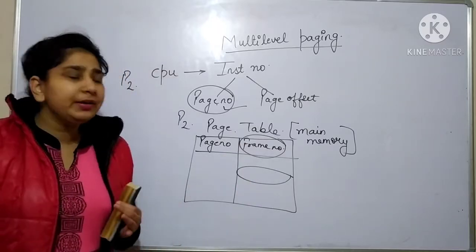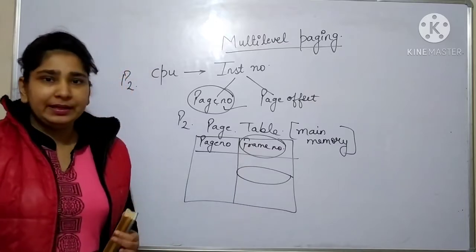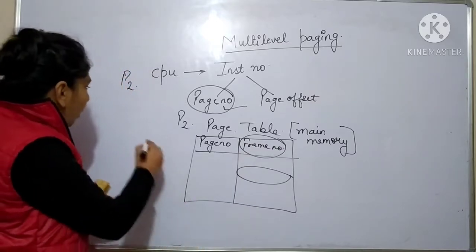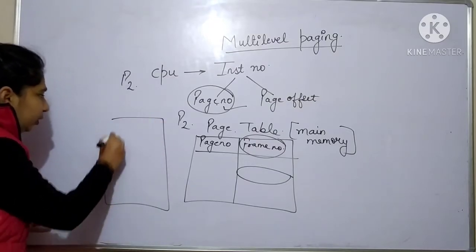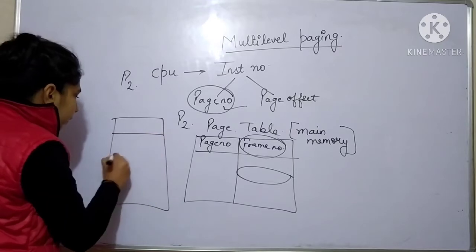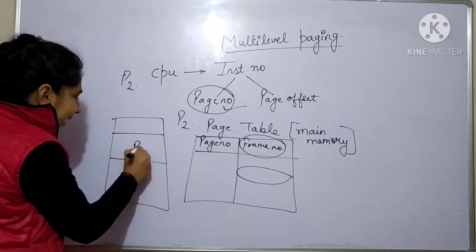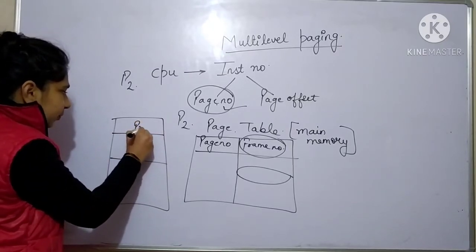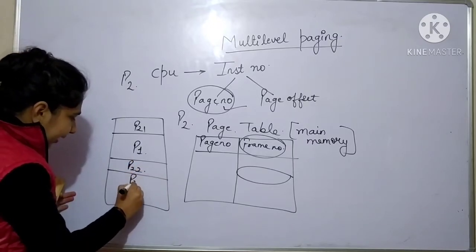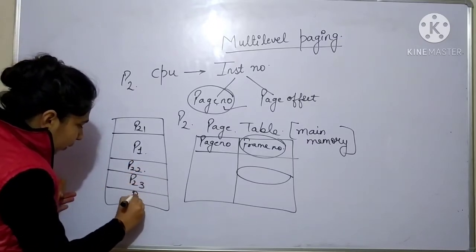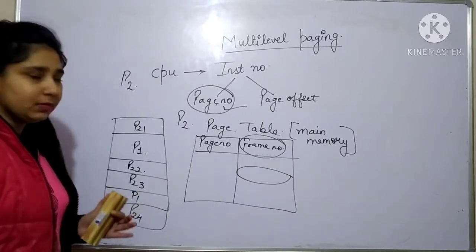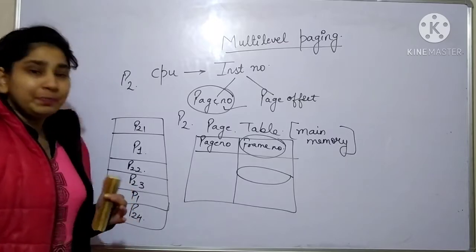Why are we using the page table? It is one of your data structures. Let's suppose your process P2 has 4 pages. Here I have process P1, and this is process P2. This way we have stored our process P2.